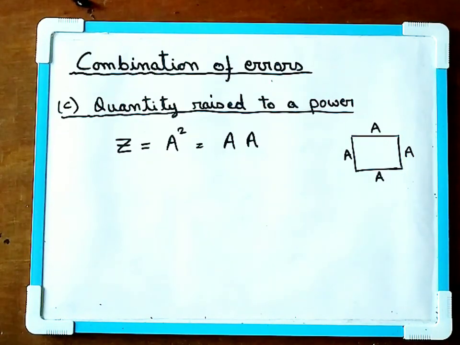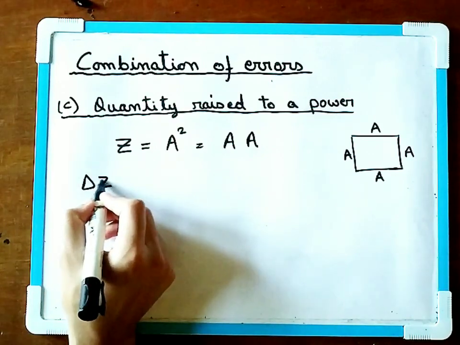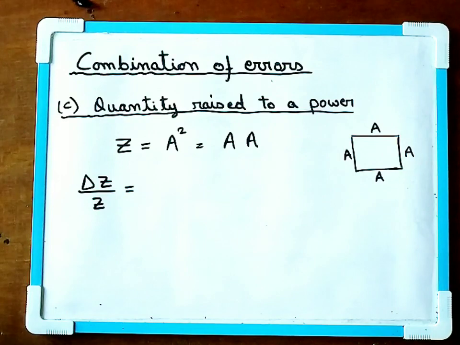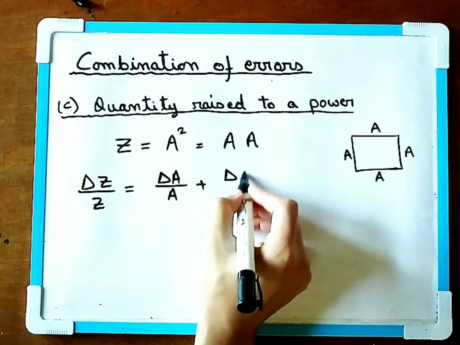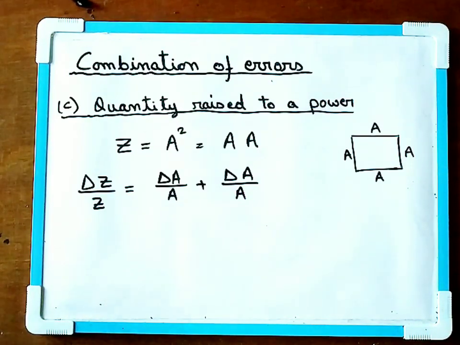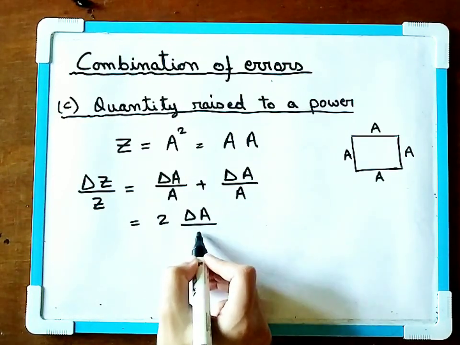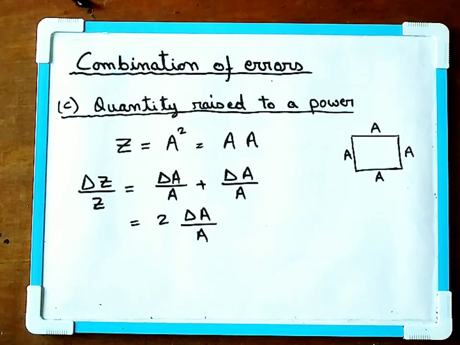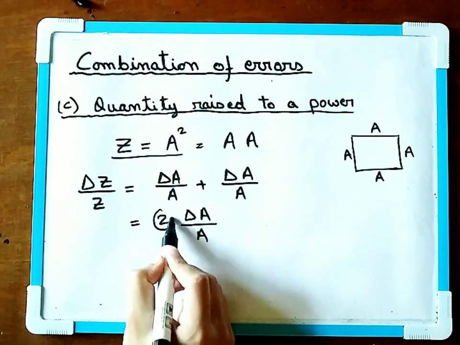So how will we find the relative error in measuring the product of two quantities? The relative error in measuring the product will be given as delta A by A plus delta A by A. You will always have to add the relative error of the individual quantity that we have done in the previous topic. So here we have 2 delta A by A. So the relative error in measuring the area of a square is 2 delta A by A. So you can see here this 2 appears here.